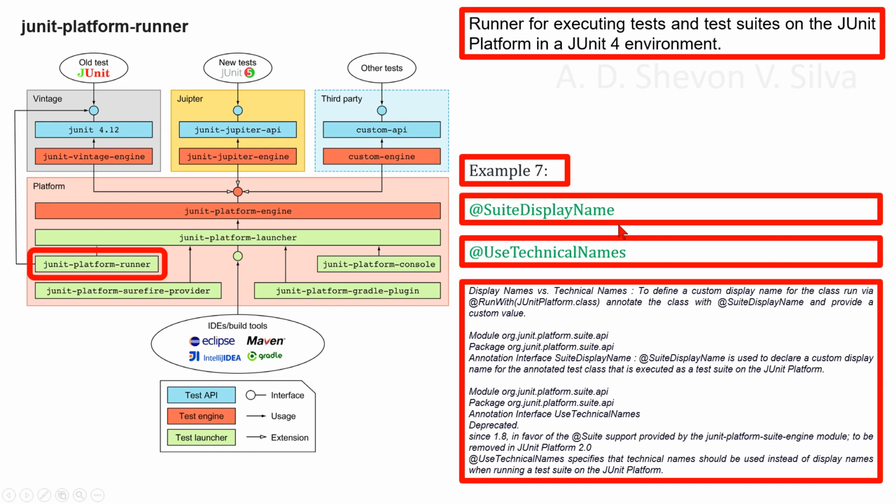Annotation interface UseTechnicalNames in package org.junit.platform.suite.api, in module org.junit.platform.suite.api. It's deprecated since 1.8 in favor of the @Suite support provided by the JUnit platform suite engine module, to be removed from the JUnit platform 2.0. @UseTechnicalNames specifies that technical names should be used instead of display names when running test suite on the JUnit platform.